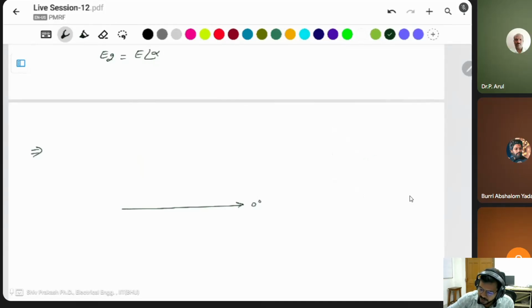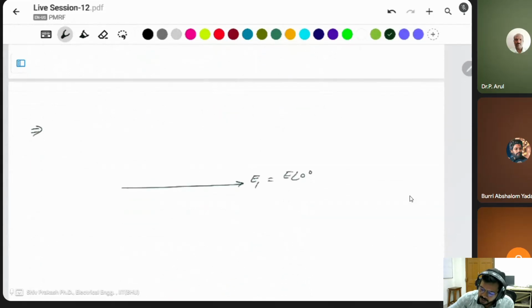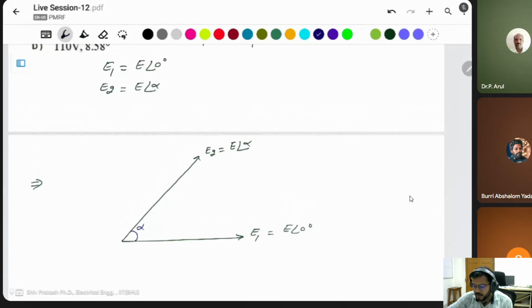If 0 degree is there, then you can say this will be E1, which is E at angle 0 degree. The second one is E2, replaced by E at angle alpha. It means the angle between them is alpha, same magnitude, and the difference between them is alpha.